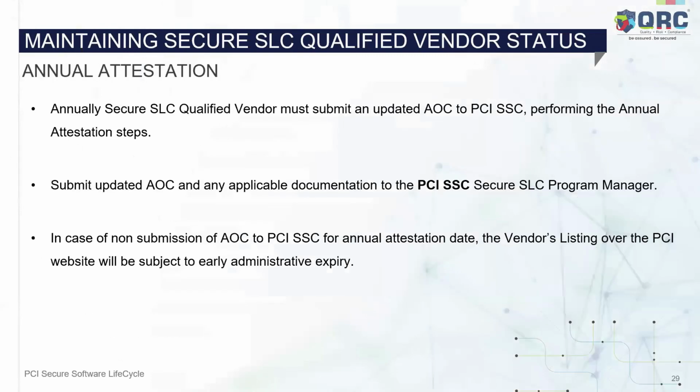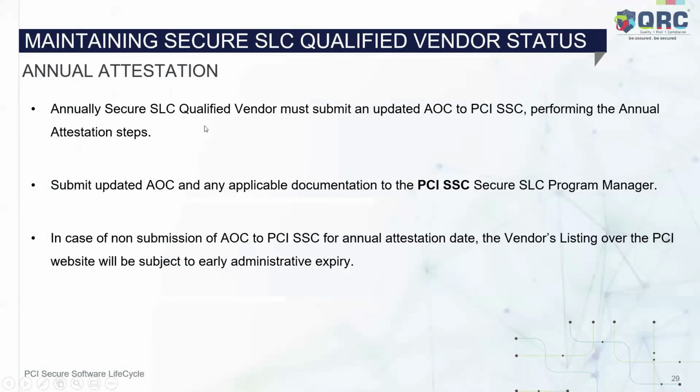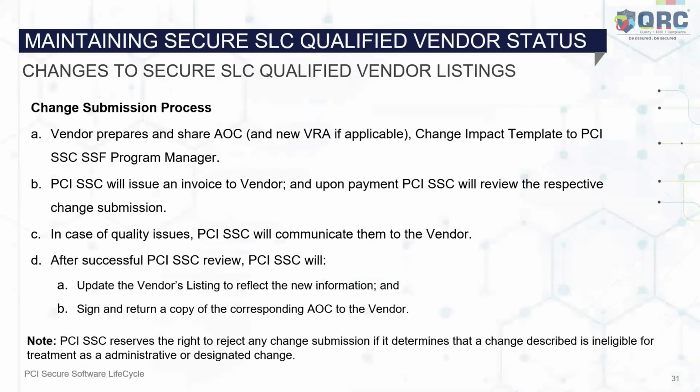Now, annual attestation. Annually, a Secure SLC qualified vendor must submit an updated AOC to PCI SSC. In case of this annual attestation, if the vendor feels that there are some changes in the process, or if the SLC vendor says that they want to make changes in the listings of how the SSC has listed them, they should prepare an updated AOC, the VRA, vendor release agreement, and a change impact template, mentioning what all changes have been done in that document, and send it to the program manager. Again, the same process will be followed.